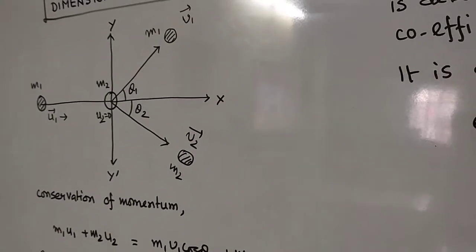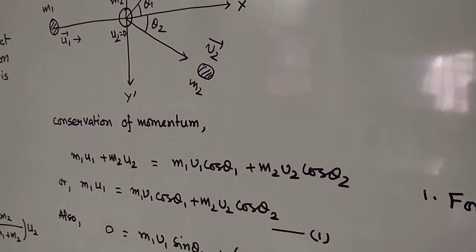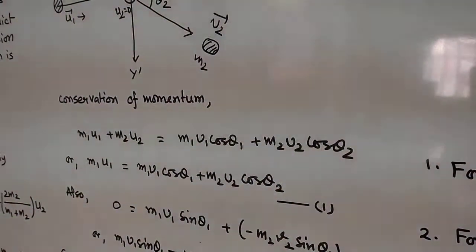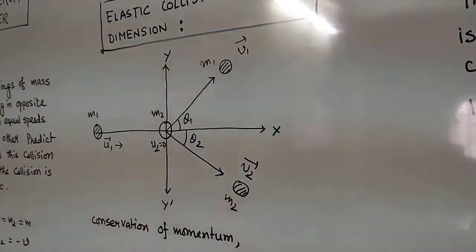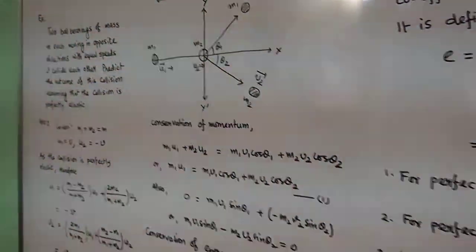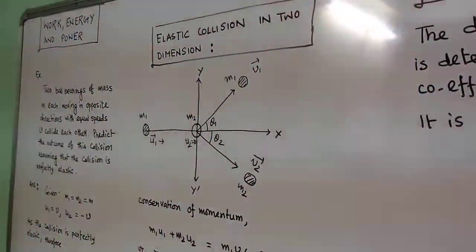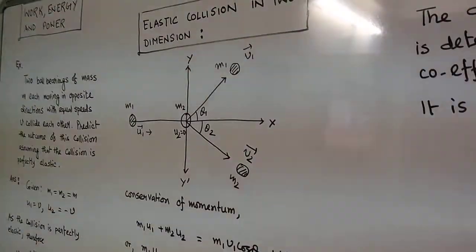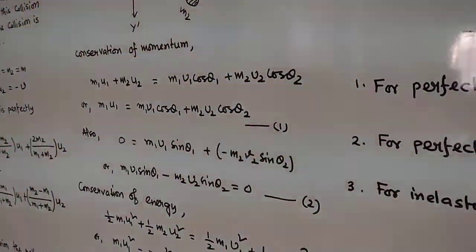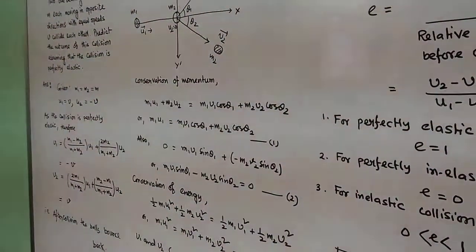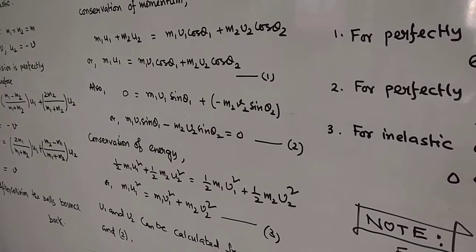Now if we simplify with u2 equal to 0, you will get m1 u1 equal to m1 v1 cos theta 1 plus m2 v2 cos theta 2. Now if we consider the y component of the momentum, initially there is no y component movement, so its value is 0. For the y component, m1 v1 sin theta 1 and m2 v2 sin theta 2 are in opposite directions, so 0 equals m1 v1 sin theta 1 plus, with the negative sign, m2 v2 sin theta 2. If we simplify, you will get m1 v1 sin theta 1 minus m2 v2 sin theta 2 equal to 0.